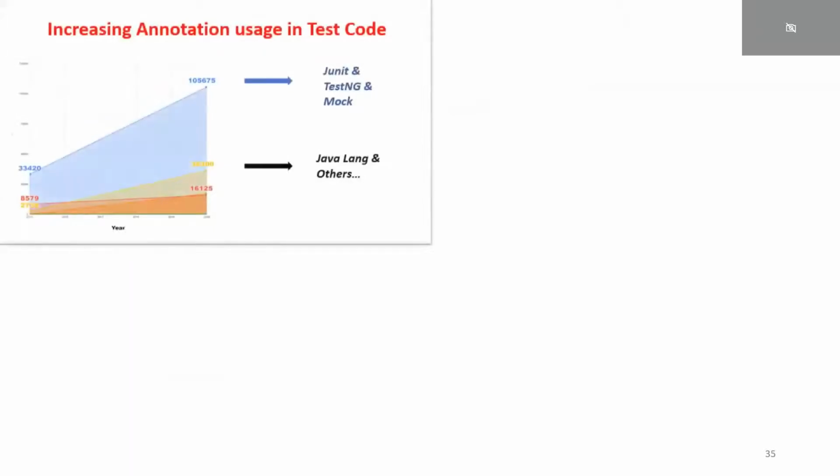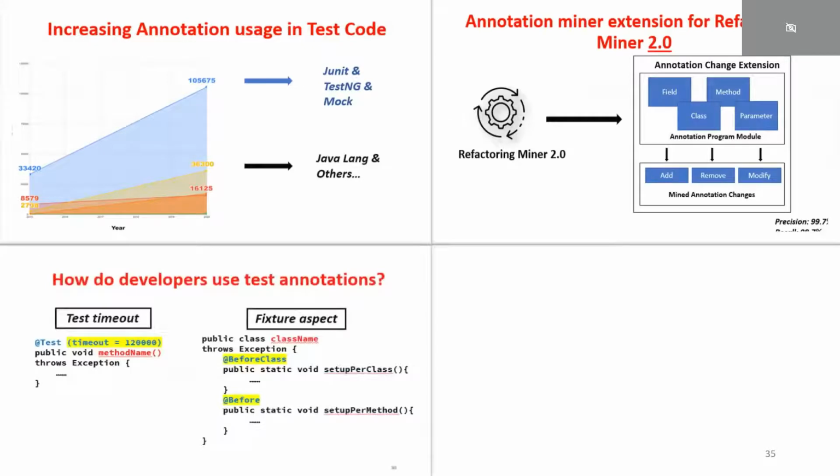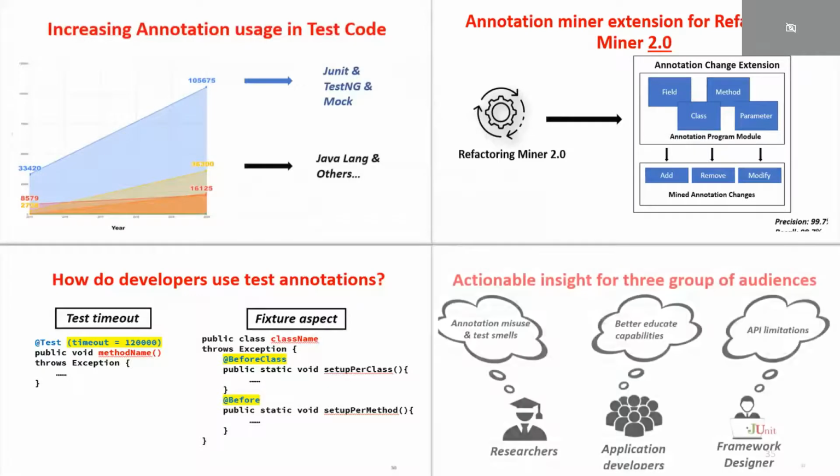To summarize, in this work, we studied how test annotations are maintained in the wild. To answer this, we have developed a tool to mine annotation refactoring in four different program elements. We studied how developers use two examples of annotations to maintain the test code. Finally, we provided actionable insights for three groups of audiences.